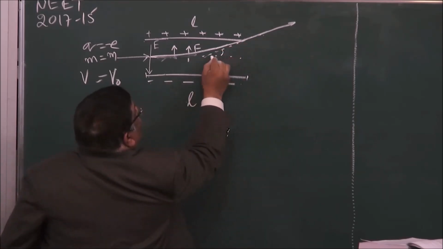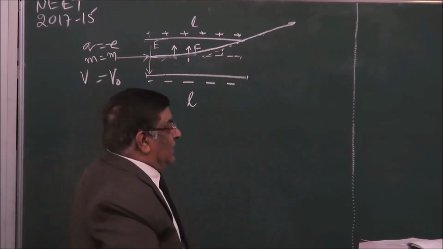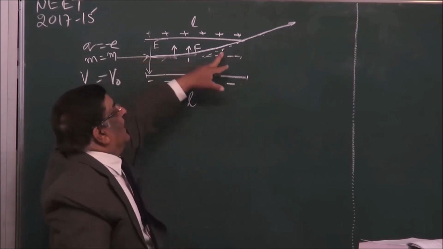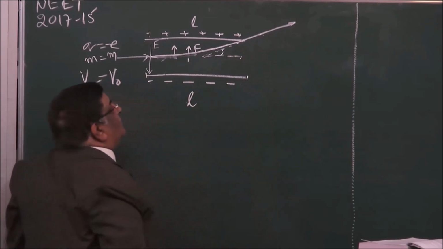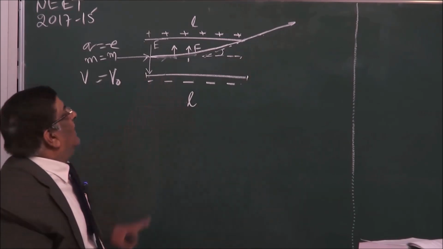What is this angle we are supposed to find out? You see what was given in the question: the deviation from its direction. So this is the deviation from the direction which we are supposed to find out. How can we find it out?